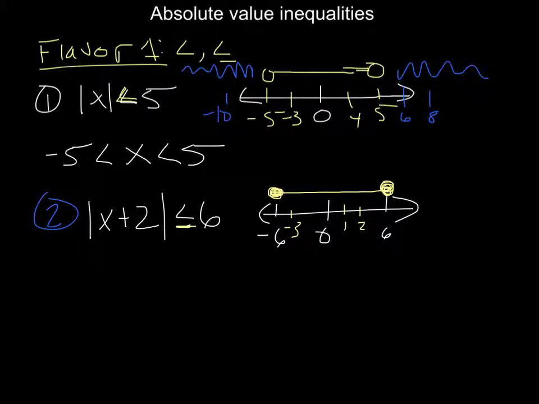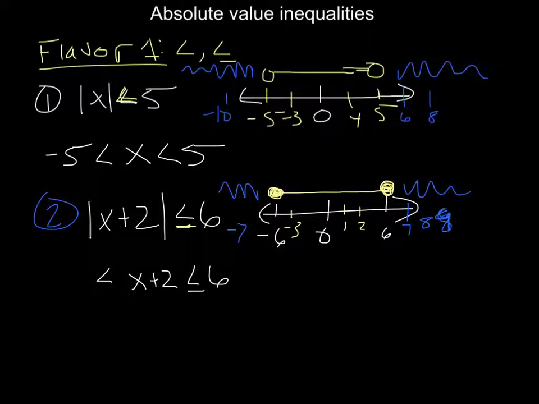Then everything out here, 7, 8, 9, and negative 7 and so on. All the stuff out here is more than 6 away from 0, not less than or equal to. So we'll break it into two problems. X plus 2 has to be between 6 and negative 6 in order to be less than 6 away from 0. And again, this is the algebra of that.